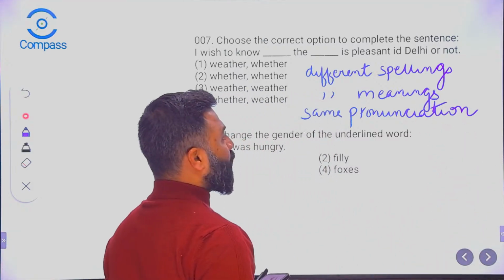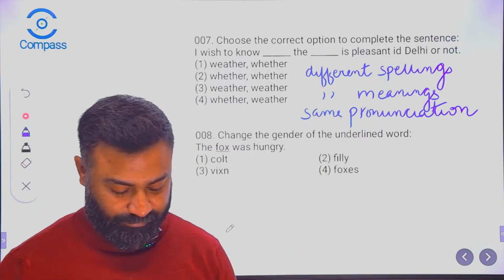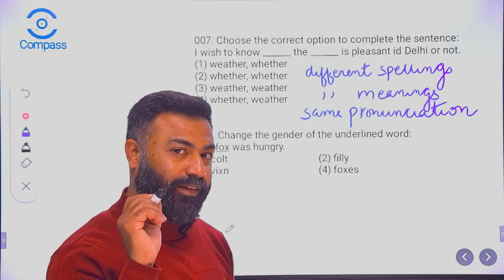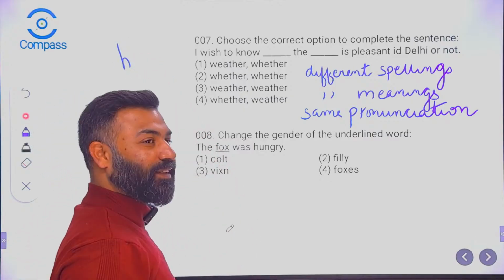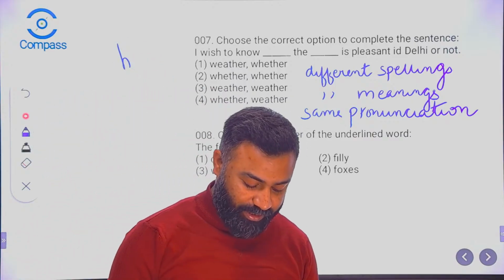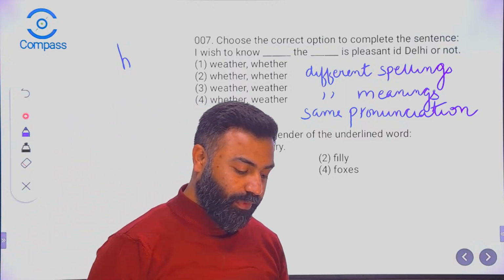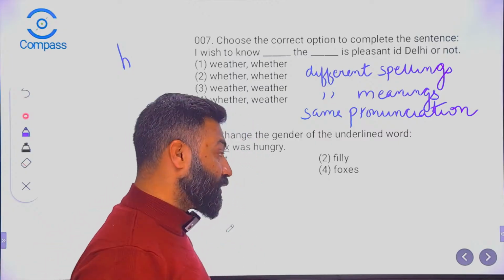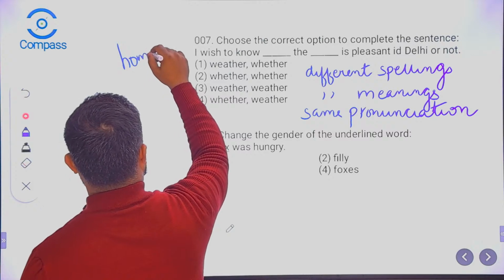Come on. What do you call them? It starts with something like H. Different spellings, different meanings. Yes. Homophones. Very good. That's good.